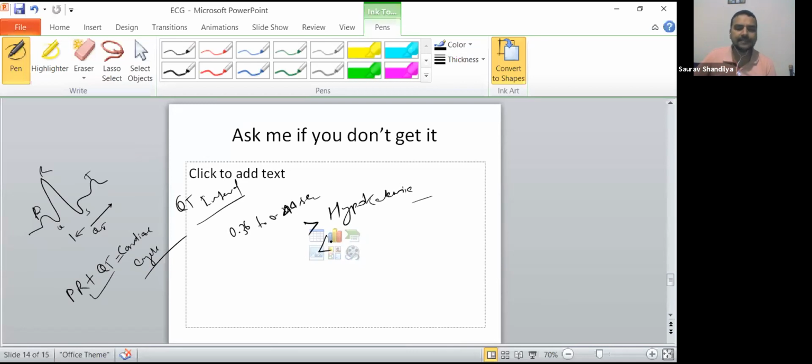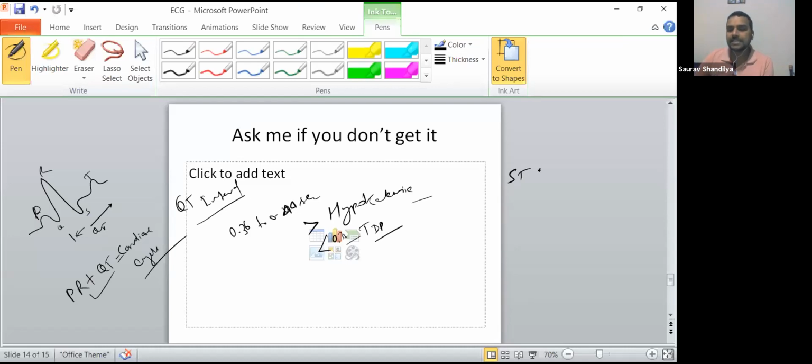If this is less than 0.36, then what can happen? There is a syndrome, I think you would have understood. There is a ventricular arrhythmia called Torsade de Pointes. That kind of ventricular arrhythmia can happen.